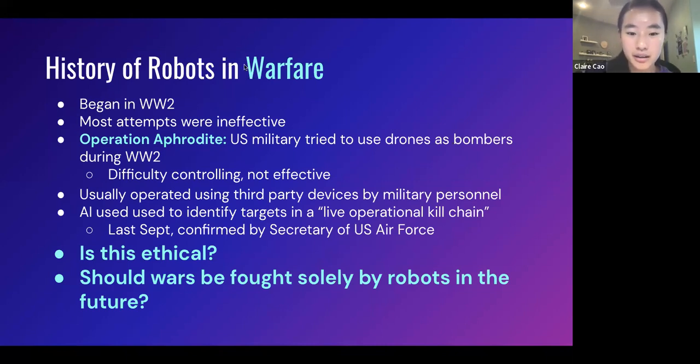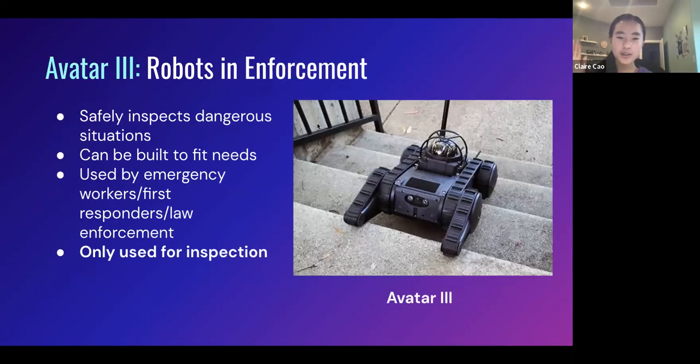So if better security, then okay. Yeah. So should they be fought by robots? Maybe, maybe not. Okay, very interesting topic. Okay, we can come back to this, or we will come back to this. Okay, now we're gonna talk about Avatar 3, robots in enforcement.